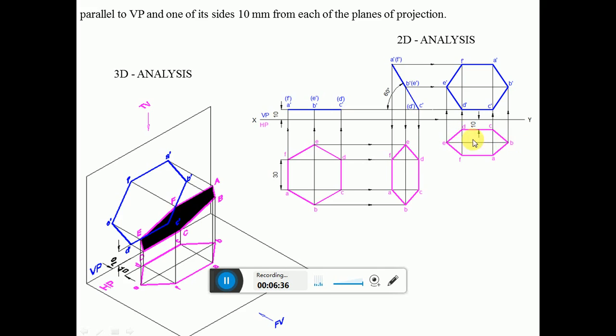And then draw a horizontal line. Then measure the length from this point to B. From here you cut it because we are rotating anti-clockwise. Then only CD will be nearer to VP, which is 10 mm from VP. Then measure the length from this point to E, from here to here, you mark this. Similarly from this point to B, you mark this. So join A, B, C, D, E, F, you are going to get a hexagon.